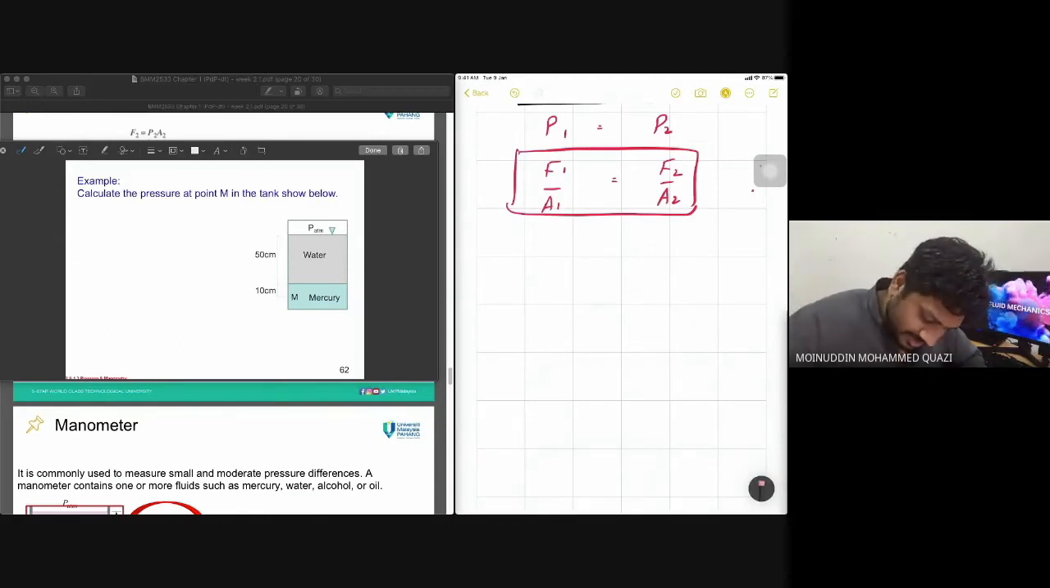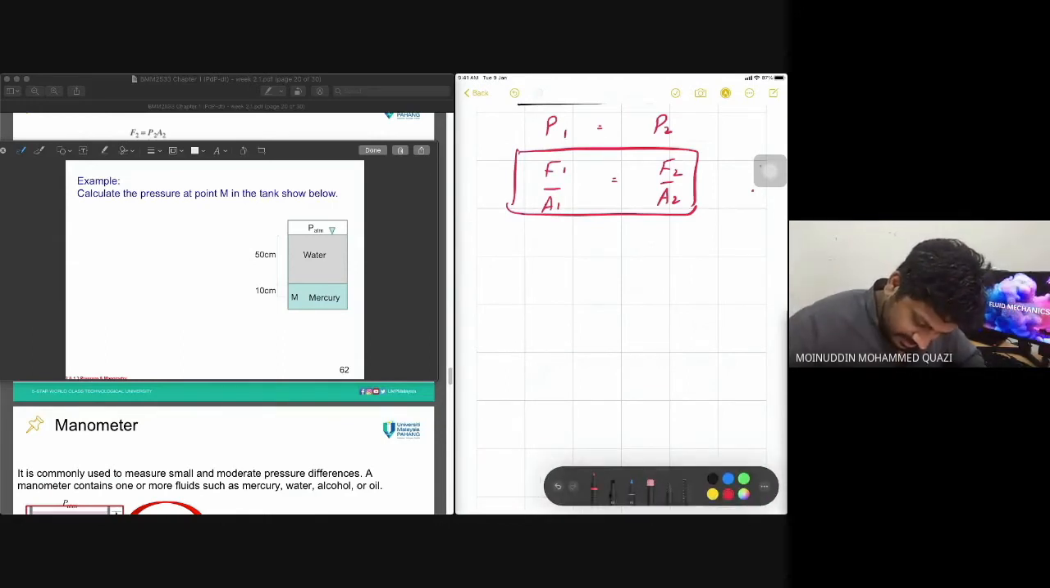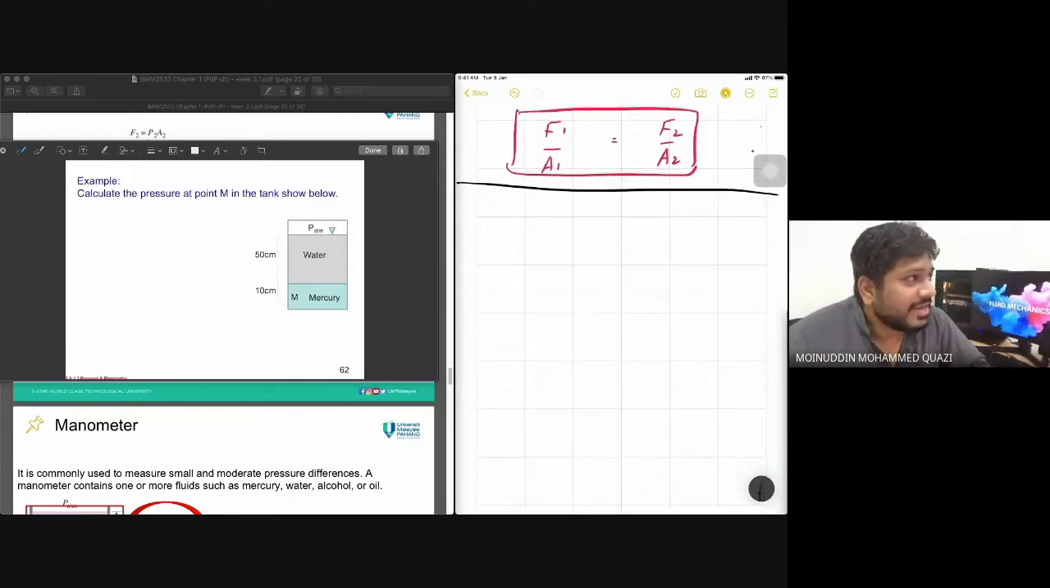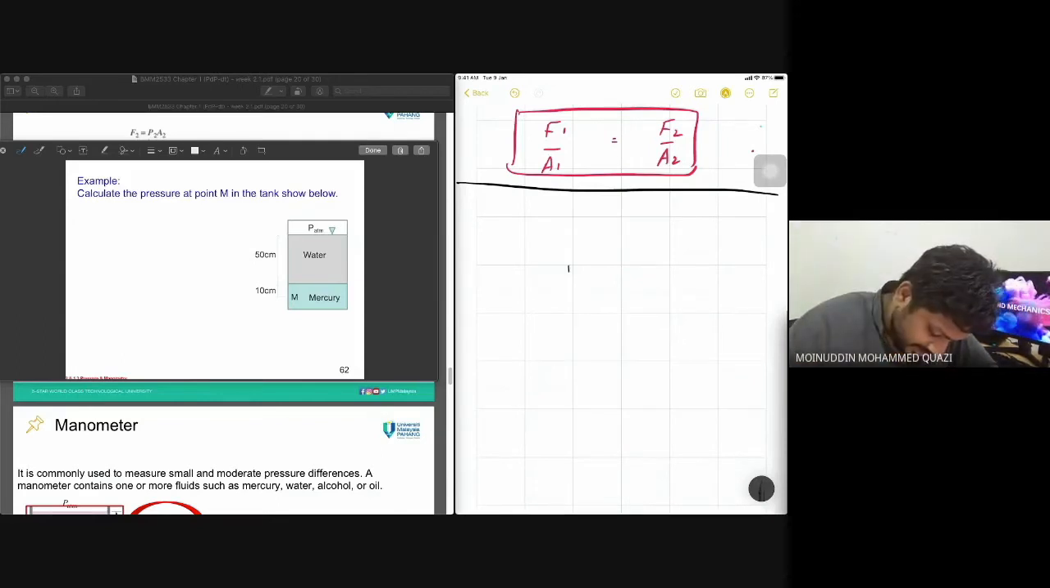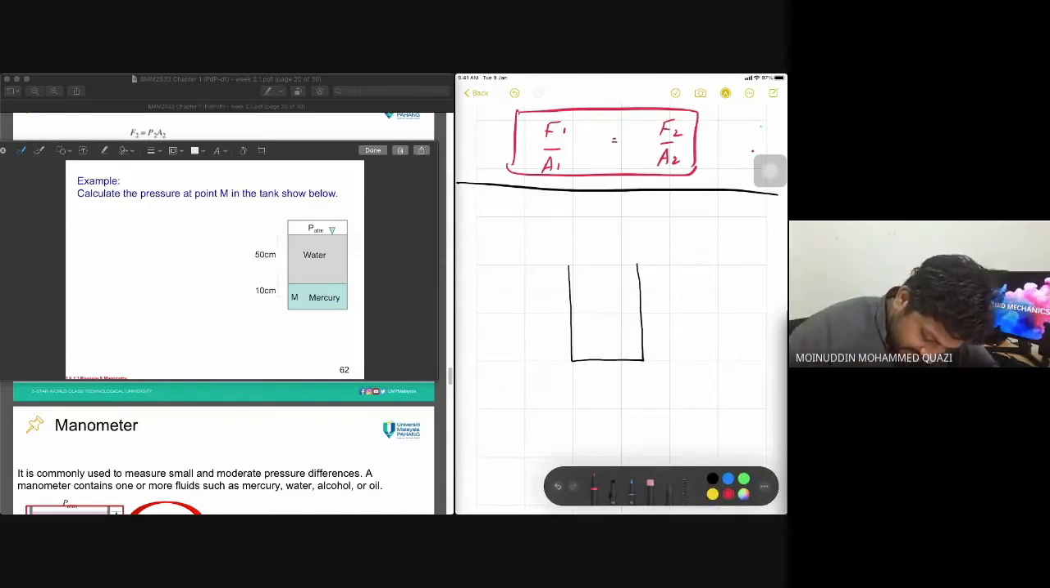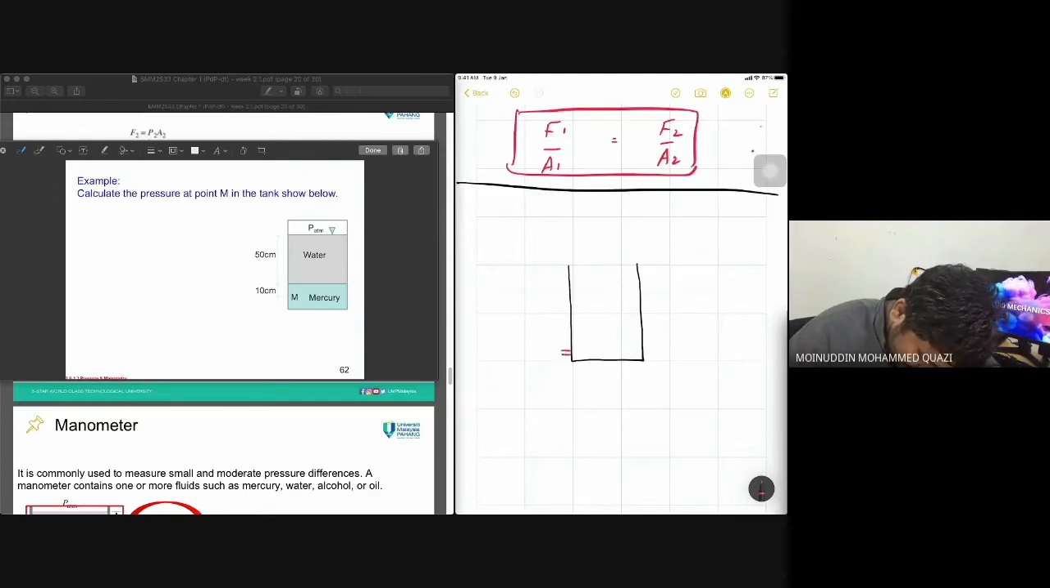Okay, so let's do this problem, a very easy one. Calculate the pressure at point M in the tank shown below. So we have to calculate the pressure at point M. Before we start this numerical, I've got this empty tank. This tank is empty. I put a gauge here, and that gauge has a meter here.